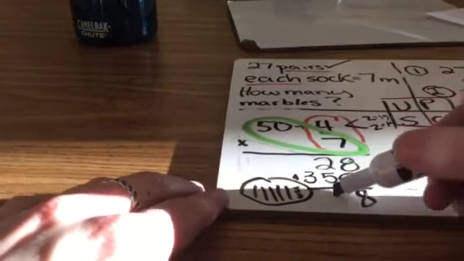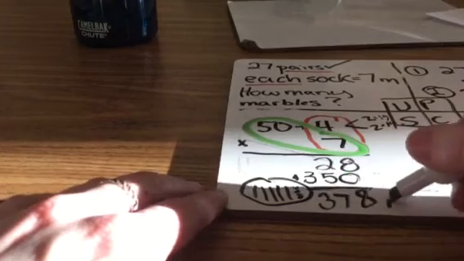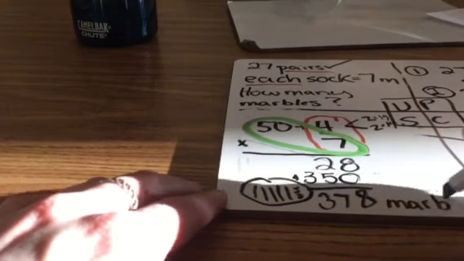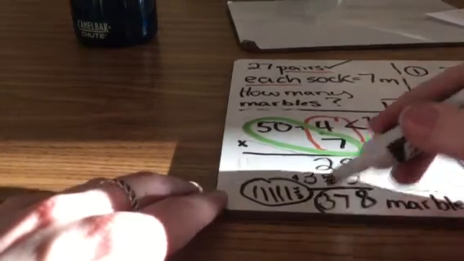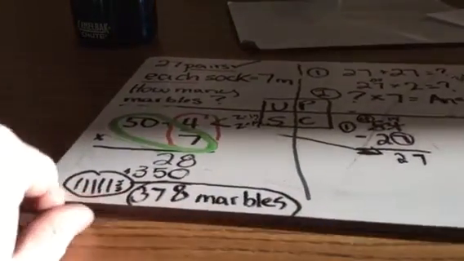8, 2 plus 5 is 7. And 3 plus 0 is 3. So 378, and we don't want a naked number, so we label it: we have 378 marbles. And that's our final answer.